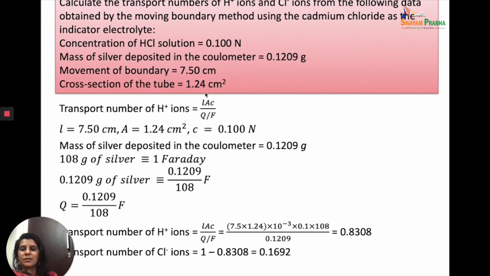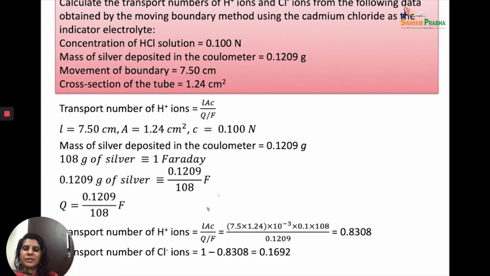Now what was the formula? LAC upon Q by F. We are given length 7.5, A as 1.24 and C as 0.1. Now if I am given the concentration as 0.1 normal, this is the number of gram equivalents per unit volume of the solution, which is given in liters. So I will have to convert all this into decimeter cube. So I take the value of LAC: 7.5 into 1.24 and multiply by 10 to the power minus 3. C is 0.1. Now I need the value of Q by F, which is the amount of current passed.